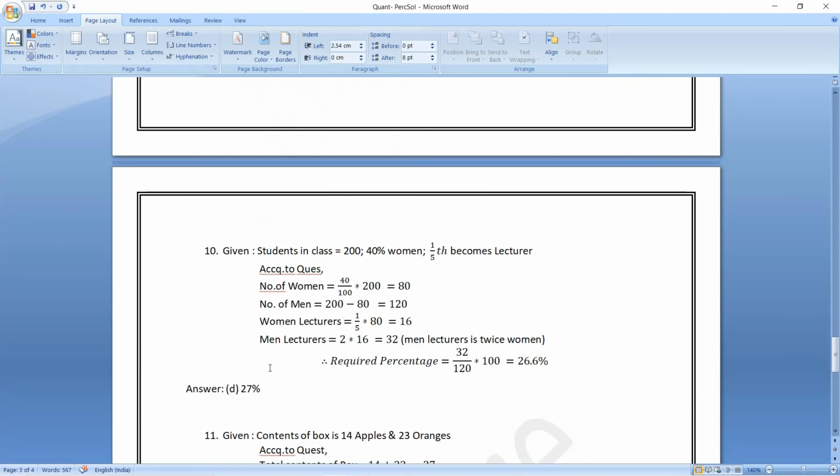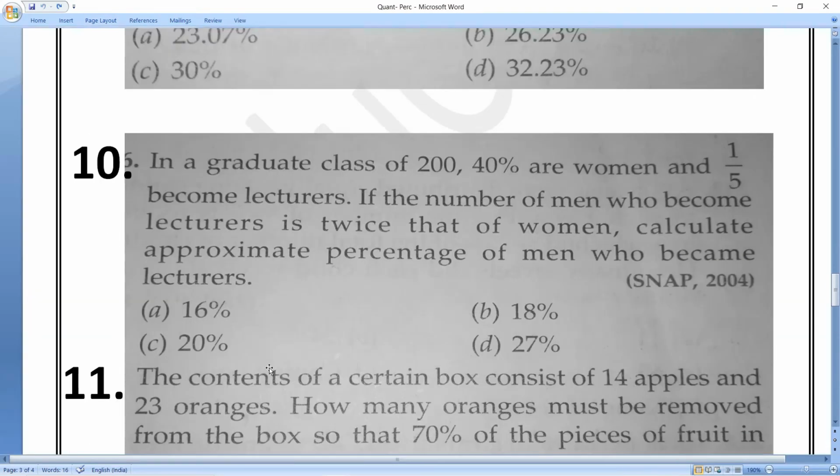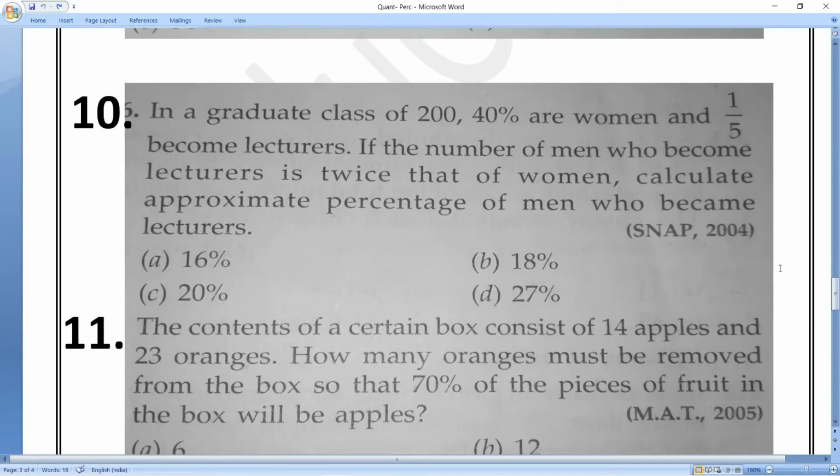Now next question. In a graduate class of 200, 40% are women and one-fifth became lecturers. So the head count of the class is 200, and out of that 40% are women and one-fifth became lecturers. Now, if the number of men who became lecturers is twice that of women, calculate the approximate percentage of men who became lecturers.